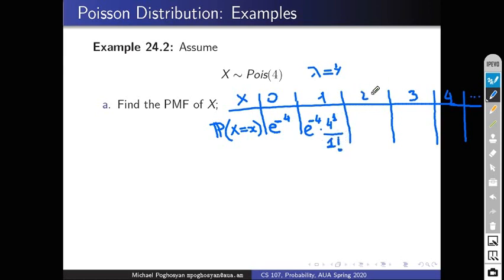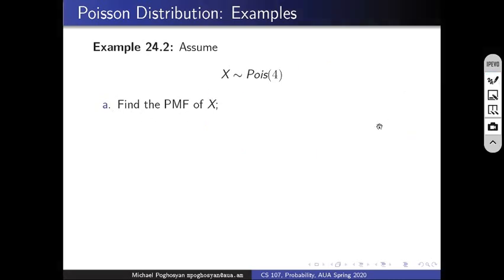The probability that x will take the value 2 is e to the minus 4 times 4 squared over 2 factorial. The probability that x will take the value 3 is e to the minus 4 times 4 cubed over 3 factorial, etc., etc. Okay, this is the PMF of our random variable x.